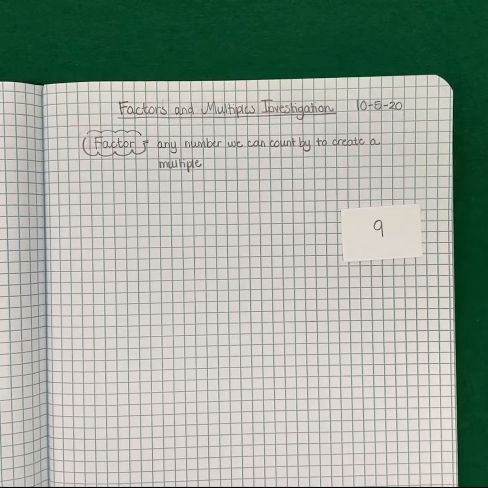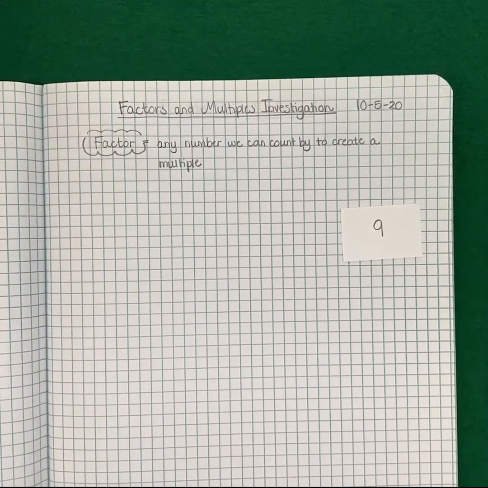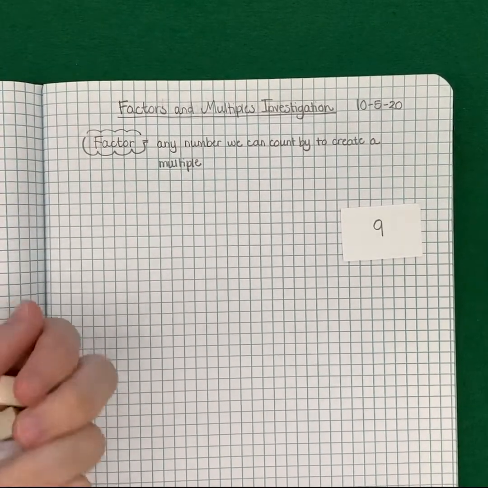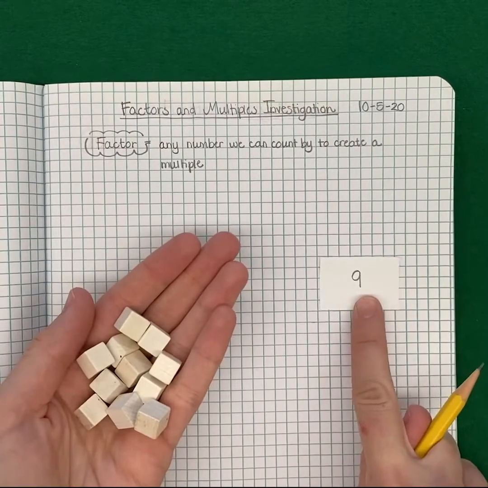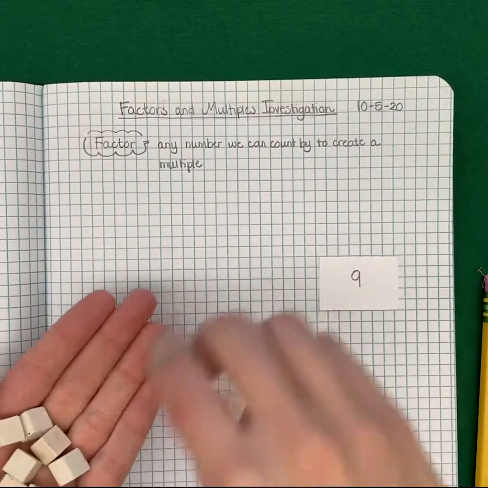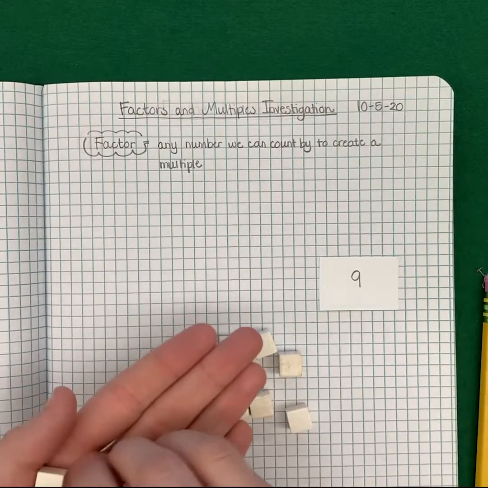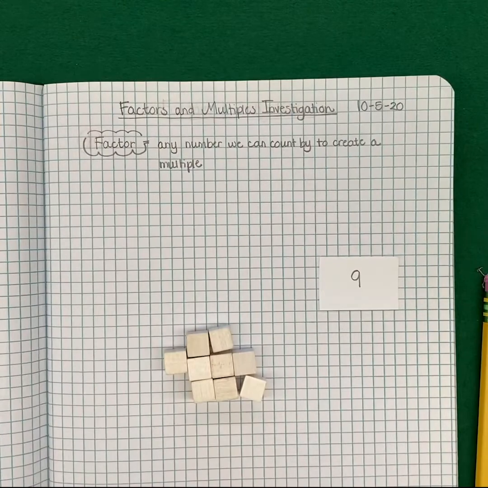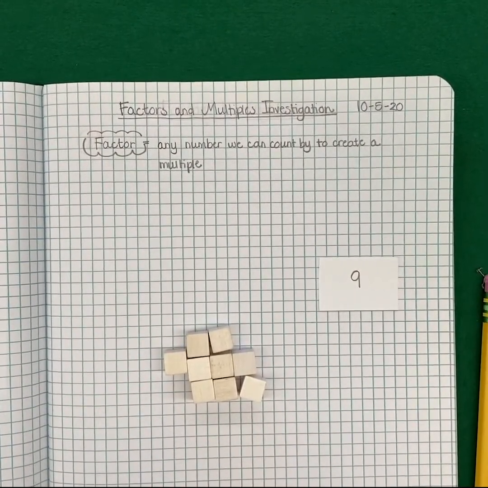You are going to grab 9 of your items, whether you're using beans or beads or coins, or if you have cubes or pieces of paper. You're going to grab that number. So I need 9 of them. 1, 2, 4, 6, 8, 9. All right. And then you are going to try to find all the factors of 9.